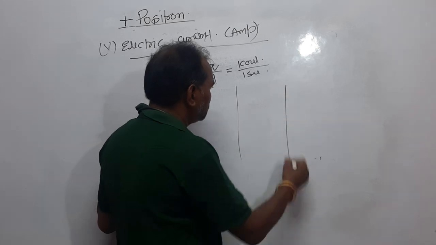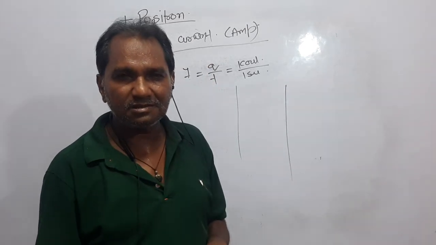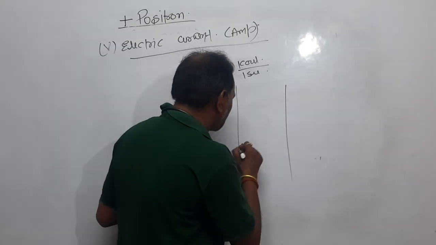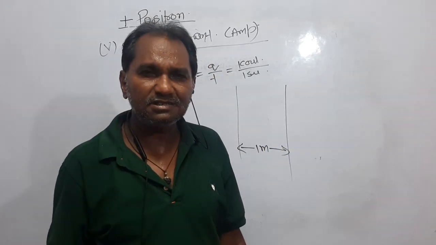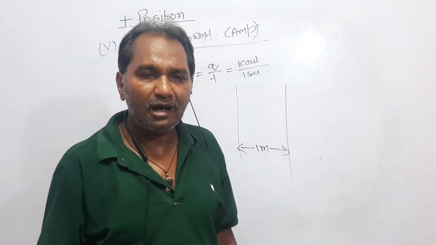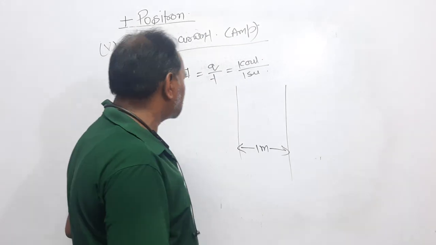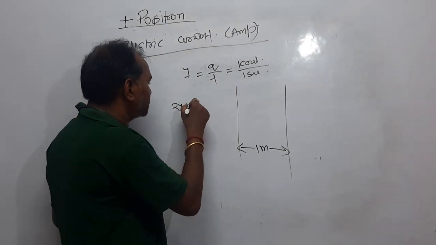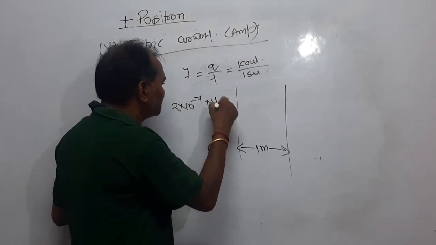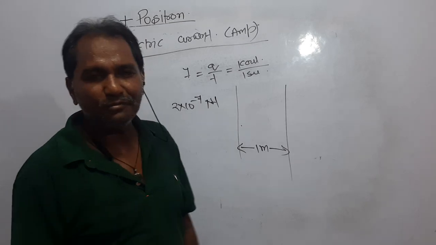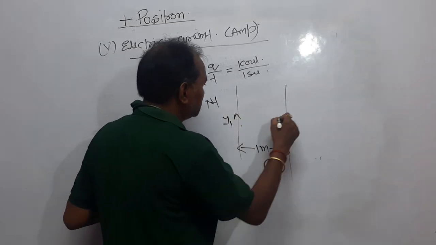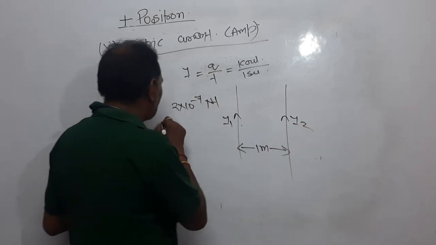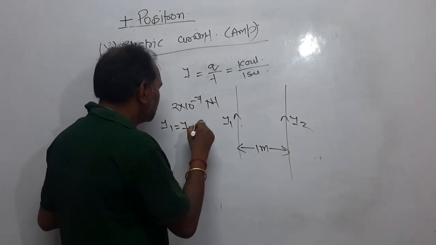If two long, straight and parallel wires are kept 1 meter away, and per unit length they experience a force of 2 into 10 to the power minus 7 Newton, then the current flowing in the wires will be 1 ampere. Dear students, let these be I1, I2, I1 equal to I2 equal to 1 ampere.